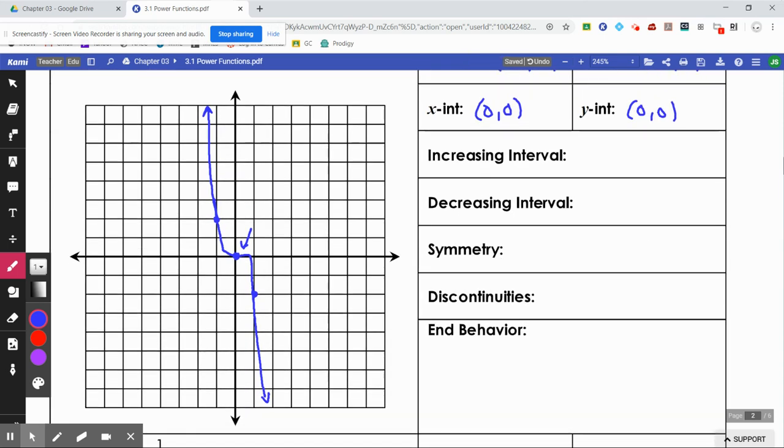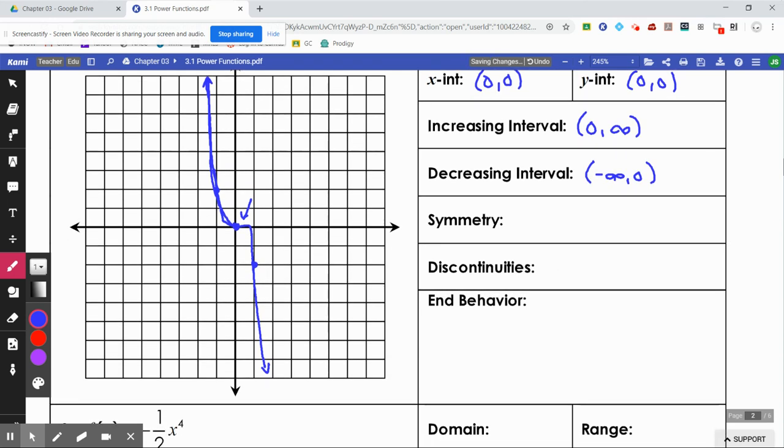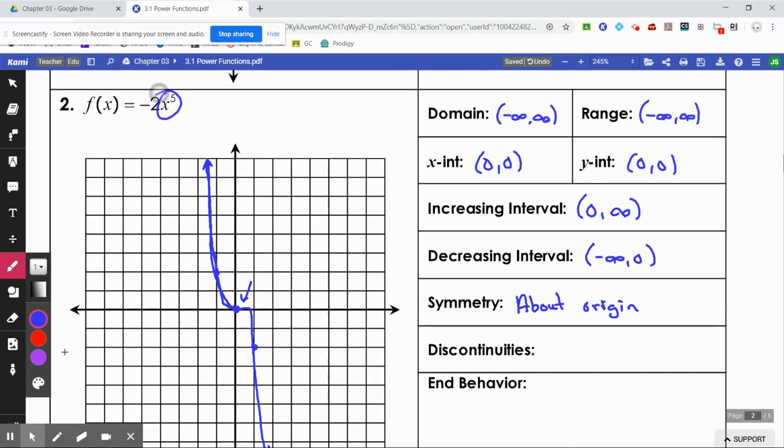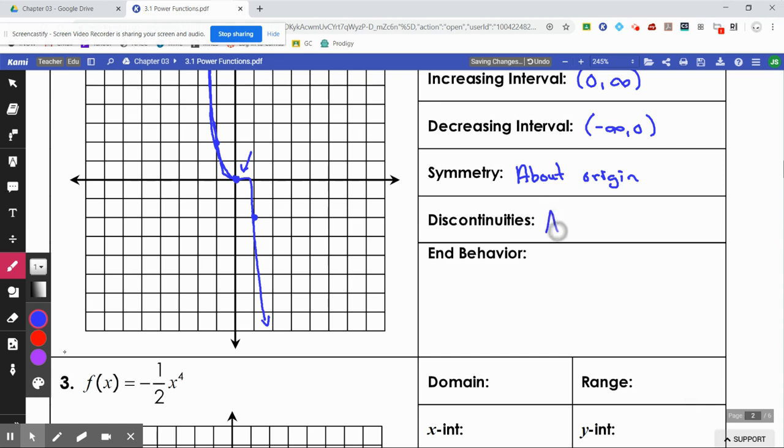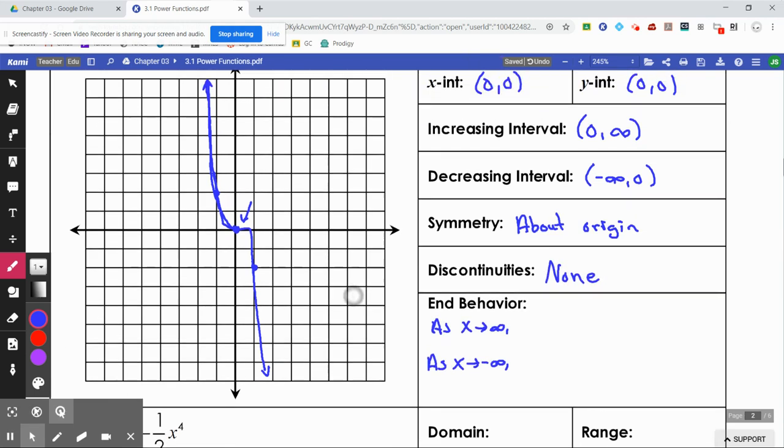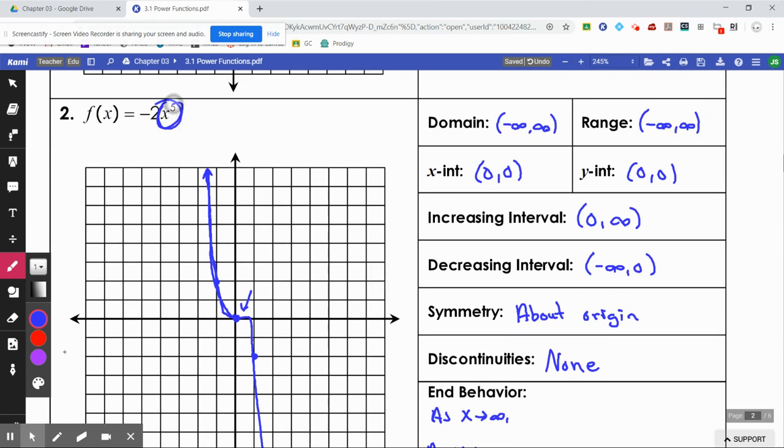Increasing interval: notice my function starts out decreasing, and it decreases down to that origin, so we'll do that first. So it's going to decrease from negative infinity to the origin, and then it's going to increase from the origin on to positive infinity. This is an odd function, so it's going to have rotational symmetry. So it's going to be symmetrical about the origin because, again, it's raised to an odd power. Discontinuities, there are none.